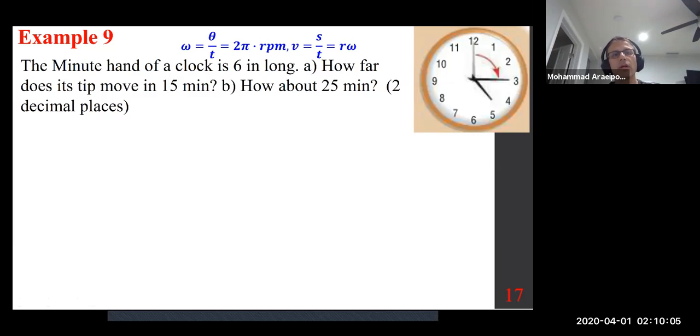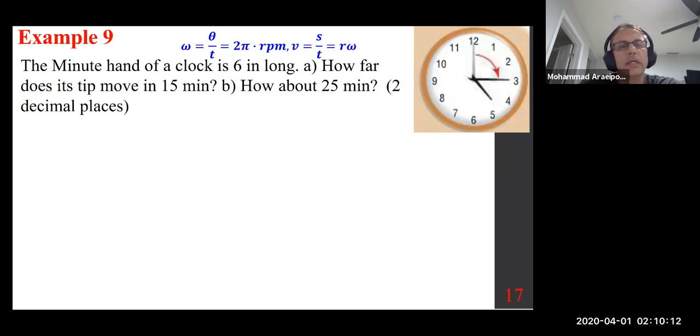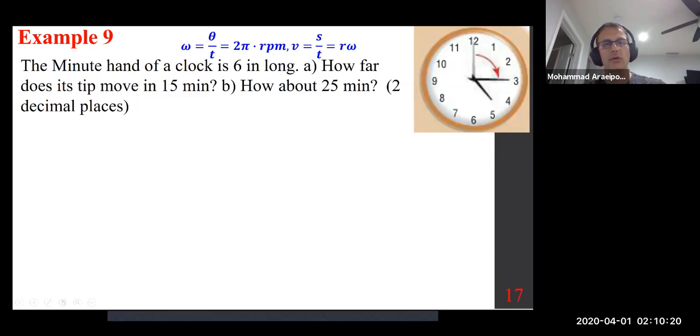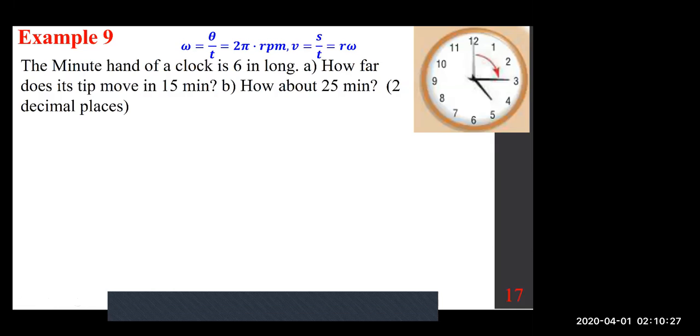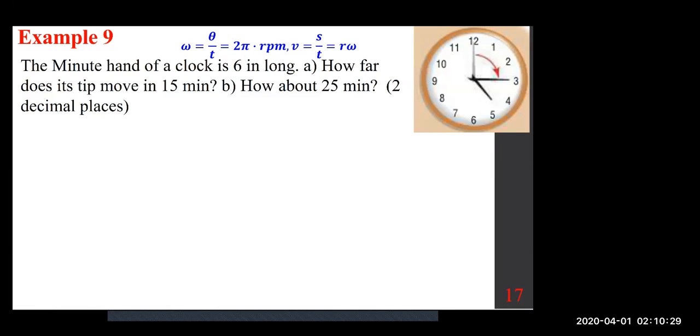The minute hand of a clock is 6 inches long. We want to see how far its tip moves in 15 minutes and 25 minutes, using 2 decimals. So with that being the case, let's see what's given and what we need to come up with. We know that the minute hand is 6 inches long, and we're going to use the formulas.